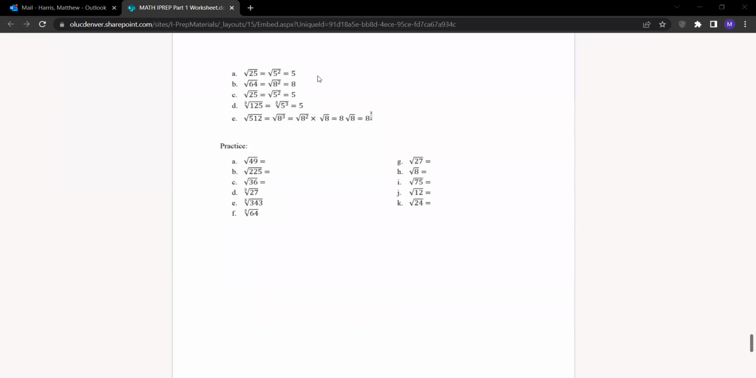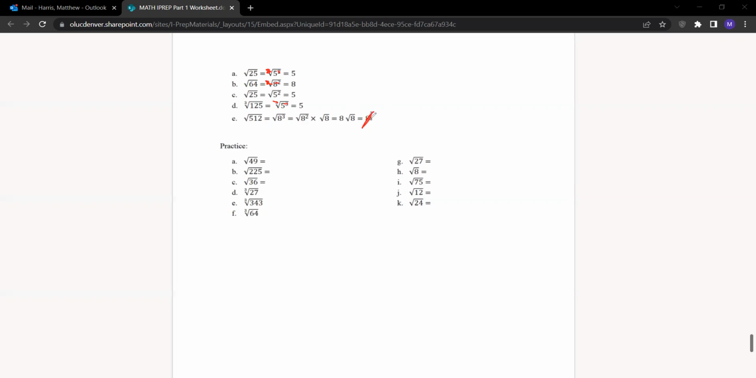So we have square root of 25 is equal to 5 squared. And as we kind of talked about, there's a little 2 on all of these, right? So because there's 2 here, they cancel out. We get 5. 64, same thing. Again, 25, we already saw that one. This one's nice because it shows us that cube root, right? So you have the cube root of 125, 5 cubed. Take out those 3s, you get 5. 512, you get 8 to the 3rd, which is 8 to the 2nd times 8, or 8 square root of 8.